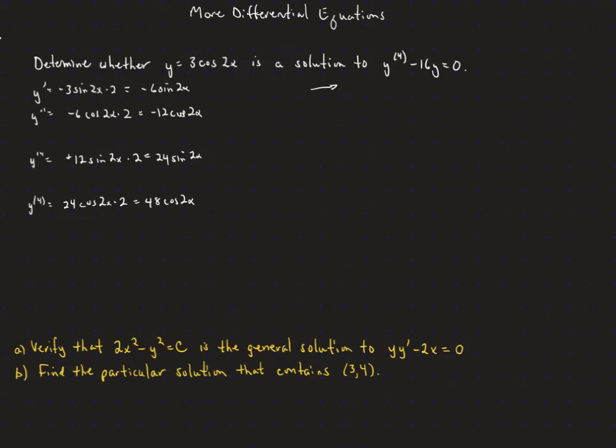So now we'll come over to our differential equation and we'll see if this is going to work. So we plug in the fourth derivative, that's 48 cosine of 2x, minus 16 times our original function y, which is 3 cosine 2x. And the question is, is that in fact equal to 0? So that's going to get us to 48 cosine 2x minus 48 cosine 2x, since 16 times 3 is 48. And we're going to see that that is in fact equal to 0. So yes, our function is a solution.